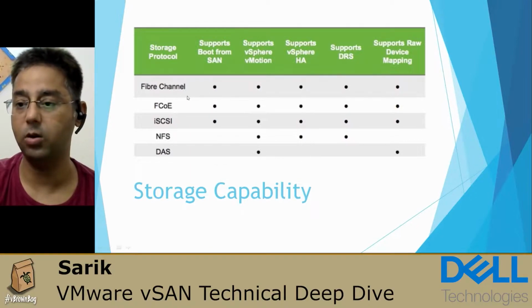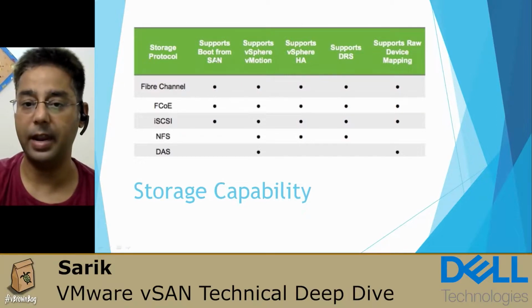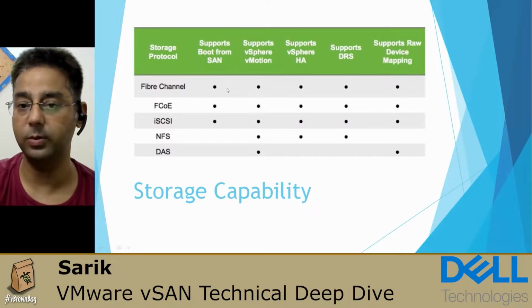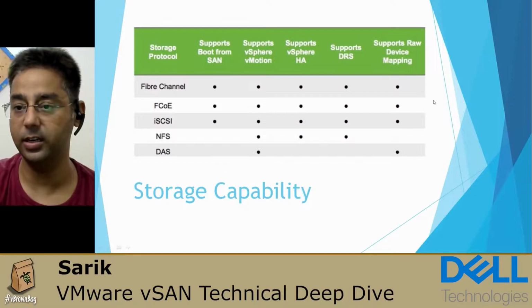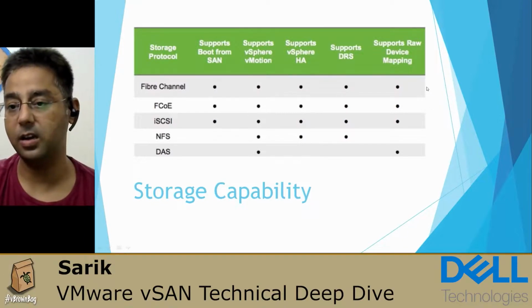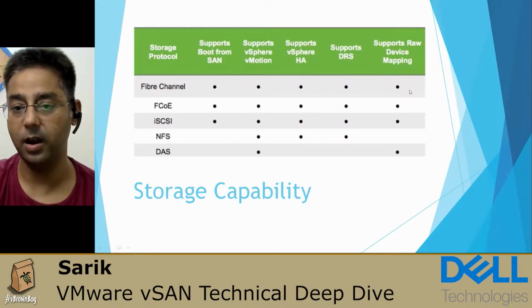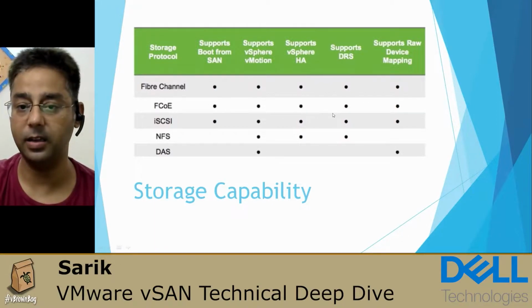Let's say if we talk about Fibre Channel, we had these capabilities: boot from SAN, vMotion, HA, DRS, and physical RDM disks. We can get the same from FCoE as well as from iSCSI. So these three storage types have these capabilities.